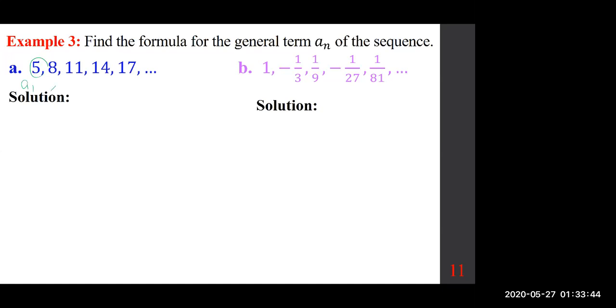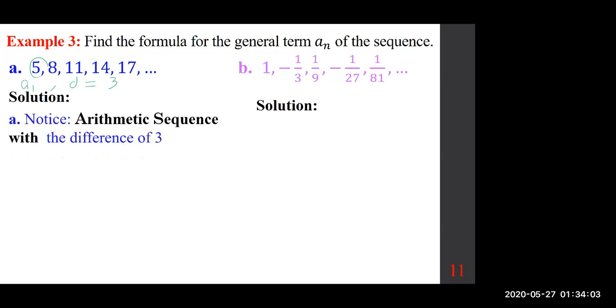This is an arithmetic sequence because when you start with the first one, a sub 1 being 5, then all you have to do is keep on adding the same number. So 5 plus 3, 8 plus 3, 11 plus 3, and so forth.